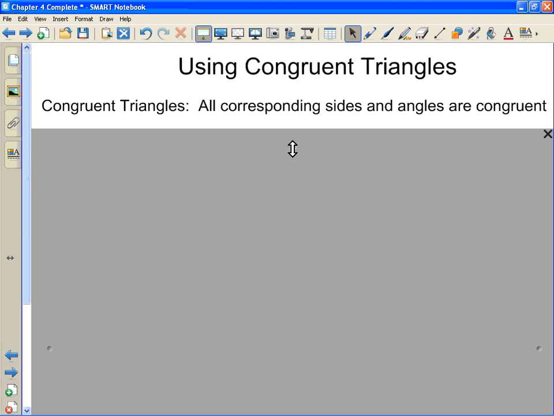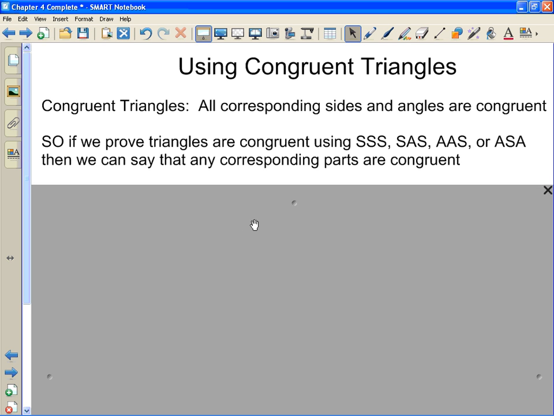So it's going to work out a lot like our parallel lines. Once we could prove that lines are parallel, we got all those different angles. But with congruent triangles, once we have congruent triangles, we're going to get 6 congruent angles and 6 congruent sides. So that's a lot of information from just one piece of information, the one piece being that we have congruent triangles.